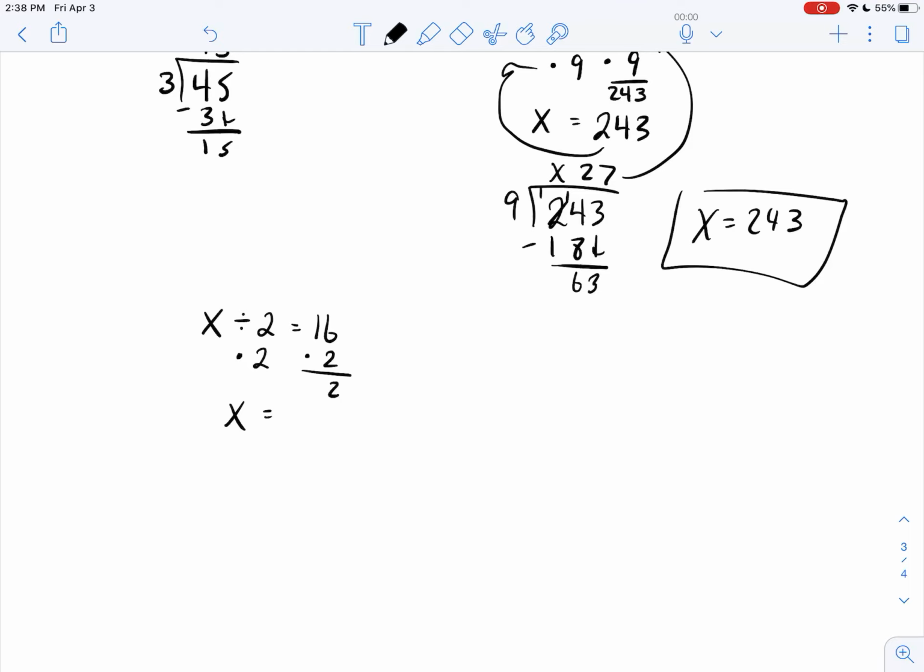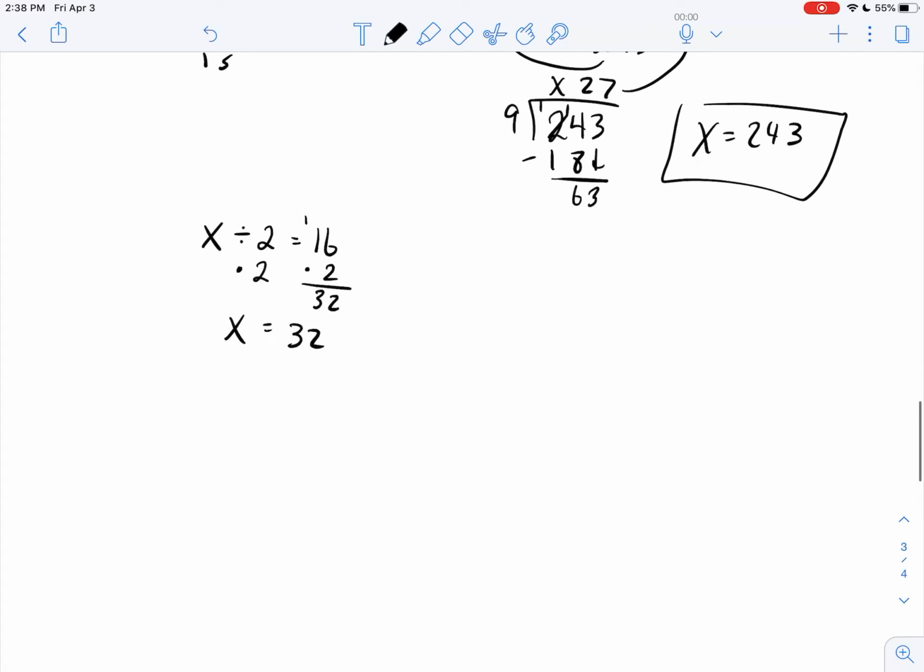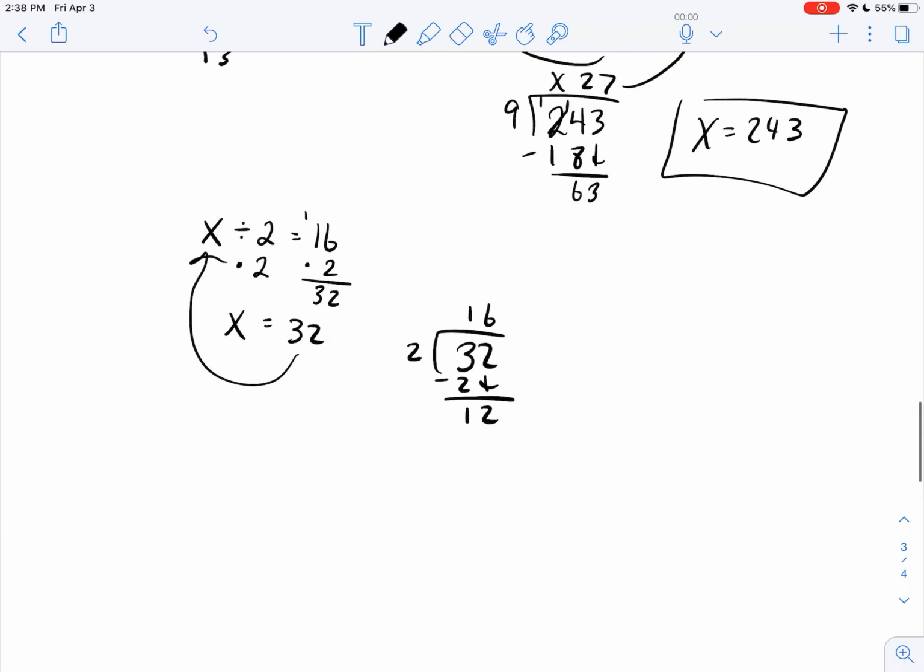6 times 2 is 12, so carry your 1. 2 times 1 is 2, plus 1 is 3, and that's going to give us 32. So now let's plug 32 back in up here. So we're going to do 32 divided by 2. That's going to give us 1. And then 2 times 6 is 12, so that's going to give us 16, which is correct. So if you got x equals 32, great job.